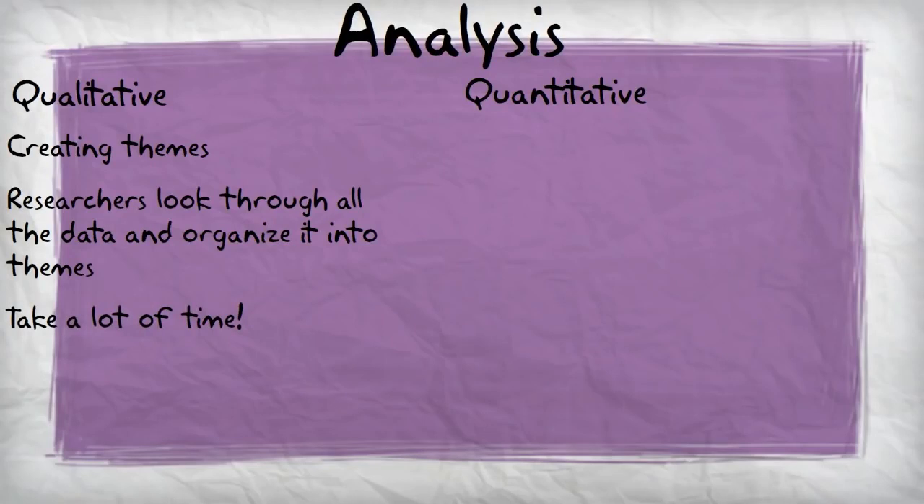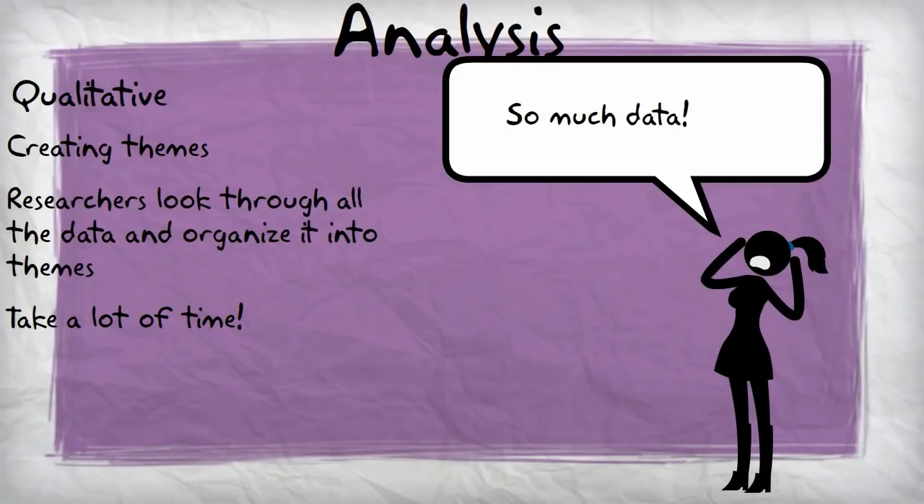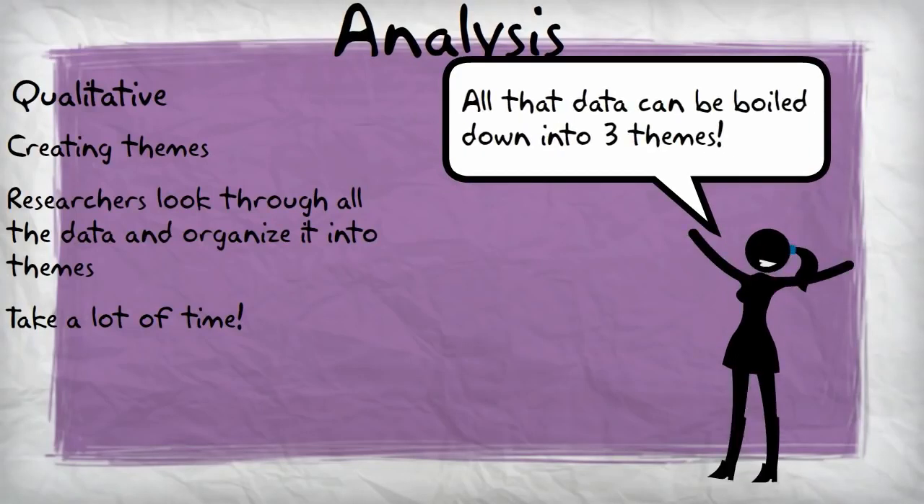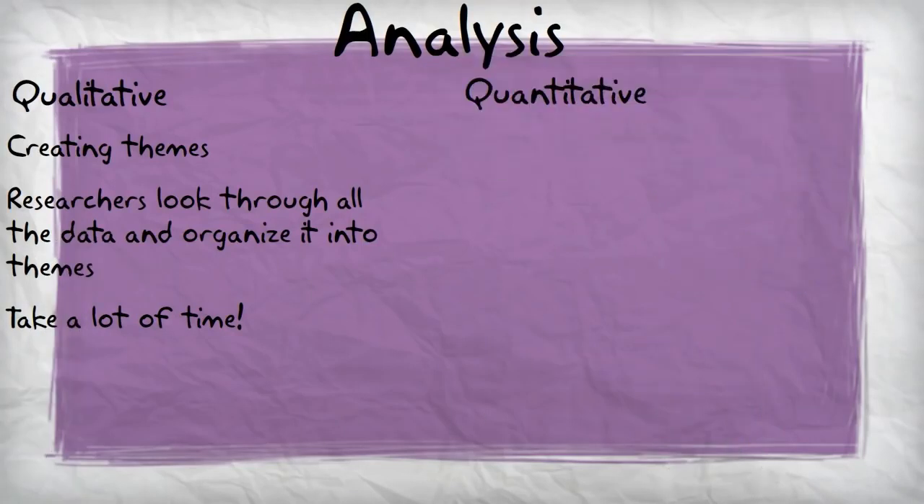For example, let's say a researcher interviewed students about their experience eating healthy on campus. From the interviews, there were over 80 pages of interview text to read. From those pages, the researcher was able to analyze the data and group it into three major themes, which were: students believed that there was a lack of healthy options on campus, the students believed the healthy options were too expensive, and they felt that unhealthy options were just too tempting.